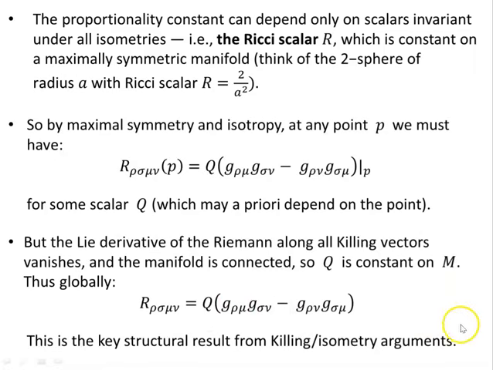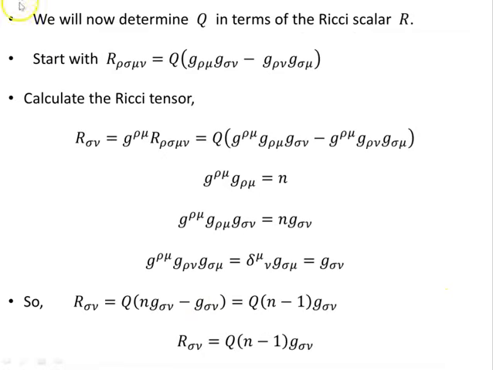But we're going to go further and find out what this Q is. We'll now determine Q in terms of the Ricci scalar R. So we start with our expression here, and we calculate the Ricci tensor. The Ricci tensor has two indices, so we need to contract. We're going to raise an index and then contract. So we'll raise the rho and the mu here, and then contract on those two. We get this object here, multiplying the inverse metric g rho mu across this and leaving Q outside untouched.